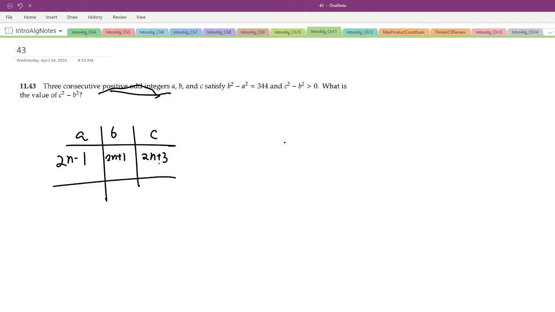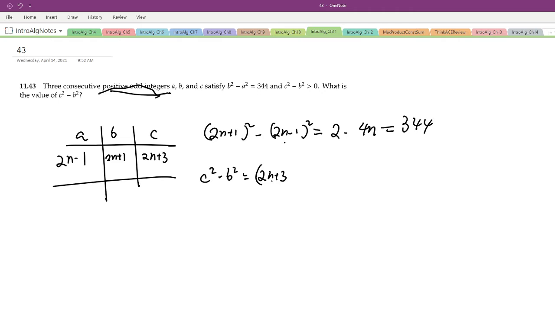Then we have b square minus a square, which is (2n plus 1) square minus (2n minus 1) square. According to the difference of squares, we have 2 times 4n, which is equal to 344, and c square minus b square is (2n plus 3) square minus (2n plus 1) square, which is equal to 2 times (4n plus 4).